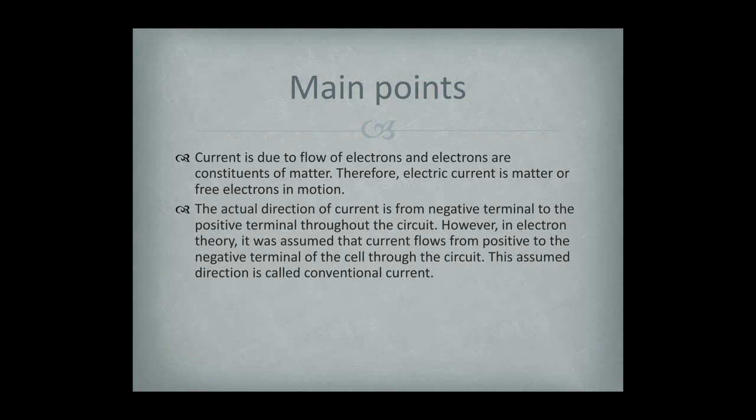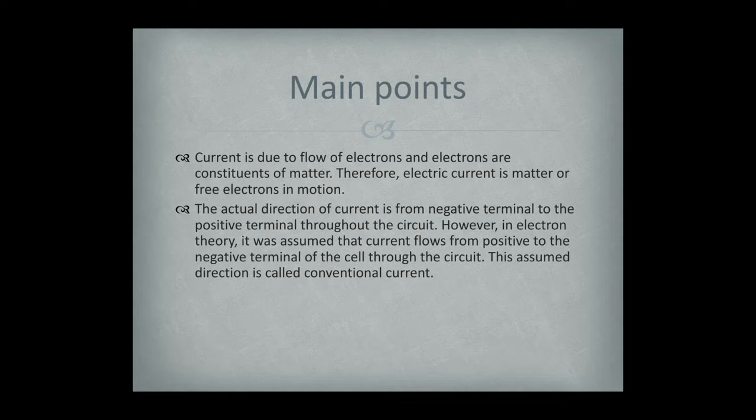The actual direction of current is from the negative terminal to the positive terminal throughout the circuit. Why? Because electrons are negatively charged particles, and when electrons move, they move from the negative terminal to the positive terminal. However, in electron theory, it was assumed that current flows from the positive to the negative terminal of the cell through the circuit. This assumed direction is called conventional current.